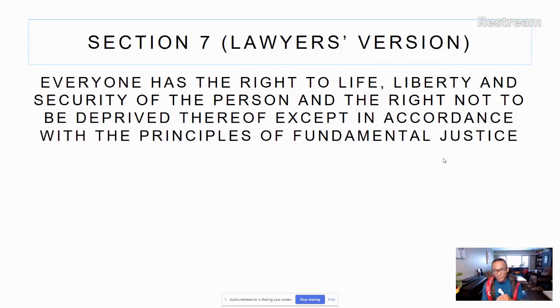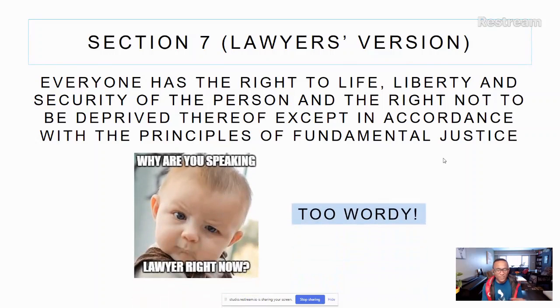I'll let you just take it in for a second. The way it's written explains why lawyers are weird. This thing you're reading here makes no sense. It's too wordy. But I'll let you read it, and then I'll give you the people's version. This version is, yeah, just forget this version. Let's move on.